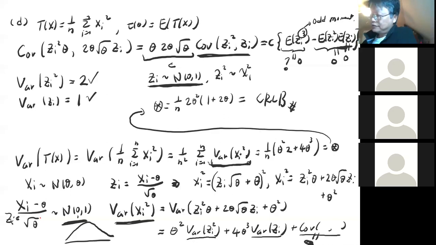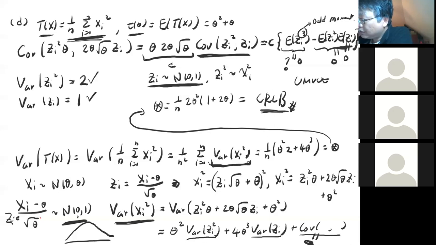Okay, so that means T(X), 1 over n summation Xi squared, is an unbiased estimate of tau(theta), which is theta squared plus theta. And this also reaches the Cramer-Rao bound. So basically we can claim that T(X) is a UMVUE of tau(theta) equals theta plus theta squared. Okay, good. So any question on this?